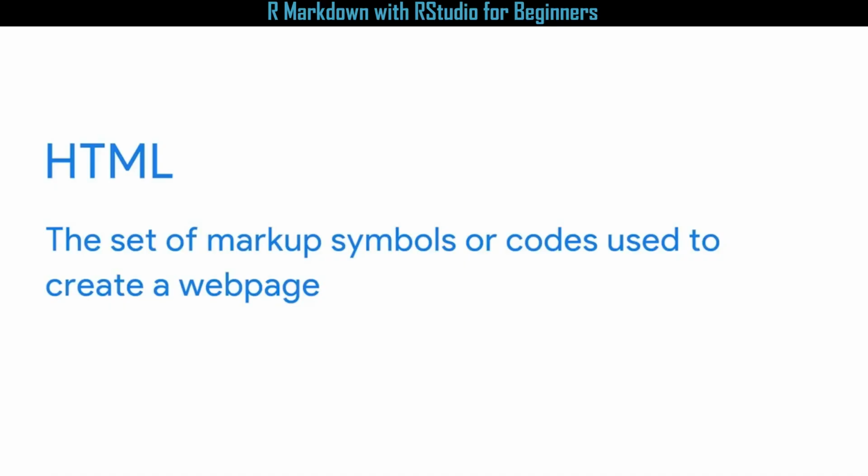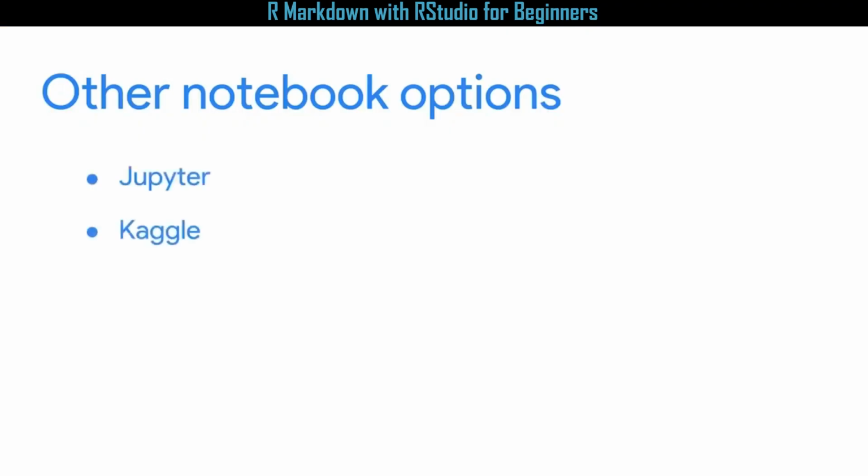The Markdown language was originally designed for HTML output. HTML is the set of markup symbols and codes used to create a web page. R Markdown has the most available features for this format, but you can get good results in any of the formats. While R Markdown is a great way to record and share your analysis, there are other options too. Notebooks like Jupyter, Kaggle, and Google Colab do a lot of the same things as an R Markdown notebook, including the interactive elements. You'll read more about these options in a little bit.